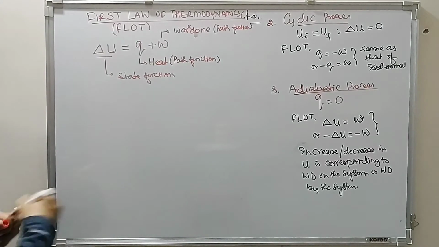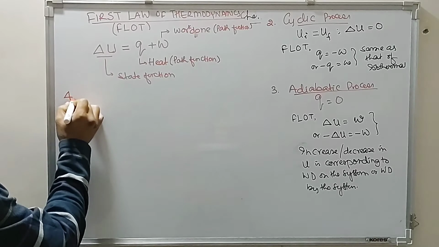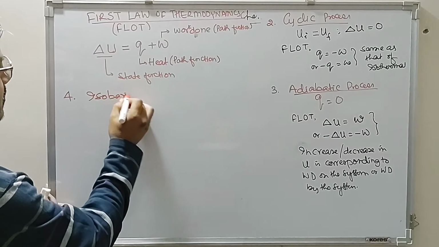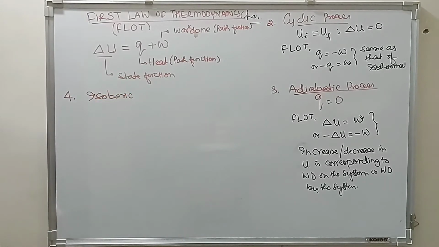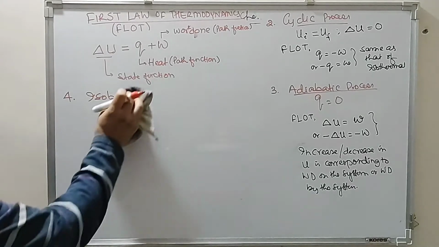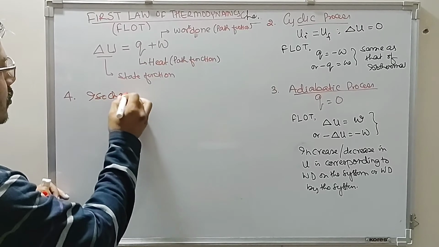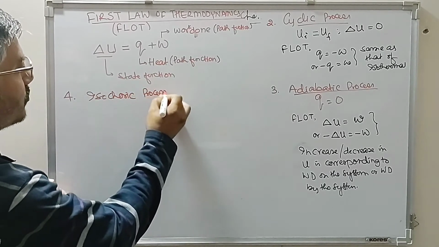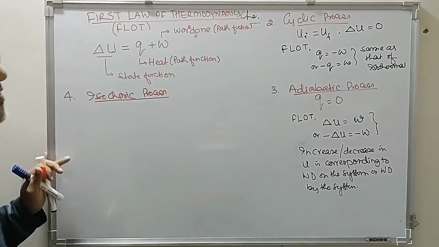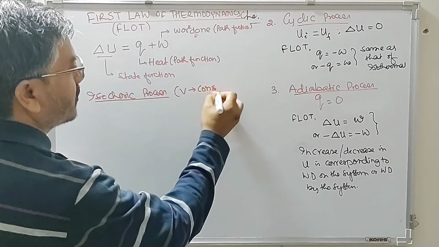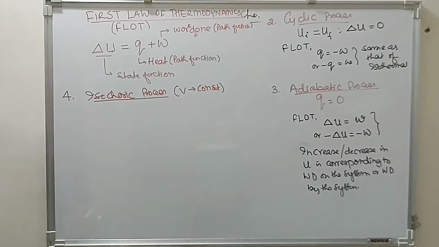Number 4, isobaric process. First, isochoric process. Isochoric process means when the volume remains constant, there is no change in the volume during the process of the transformation. That process is known as isochoric process.